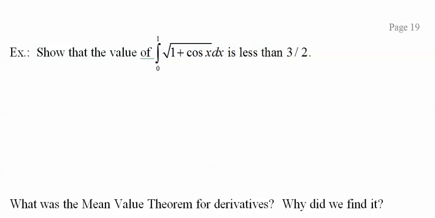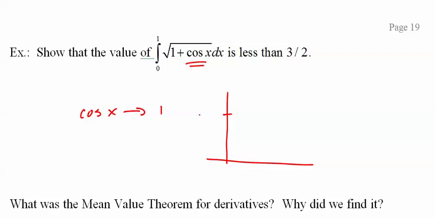So this is a classic, always with the trig when they're saying show that the value is less than, because cosine maxes out at 1. So there is no chance that 1 plus cosine of x is ever going to be greater than that. So if we were to graph it and say, well, I don't know what this looks like, but I know it's never going to get greater than the square root of 1 plus 1, square root of 2. So that's the absolute biggest it could get from 0 to 1.